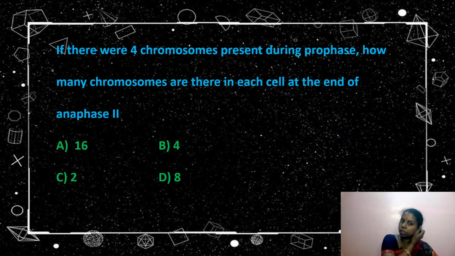Now this is a little logical question. You have to think and answer. If there were 4 chromosomes present during prophase, how many chromosomes are there in each of the cells at the end of anaphase 2? So think and answer me, children. What is the answer? Yes, Shivashi. It was correct answer B for the previous one. Now for this question, you can answer me. Those who are listening and watching the channel, you can even answer. Even if it is wrong, no issue.